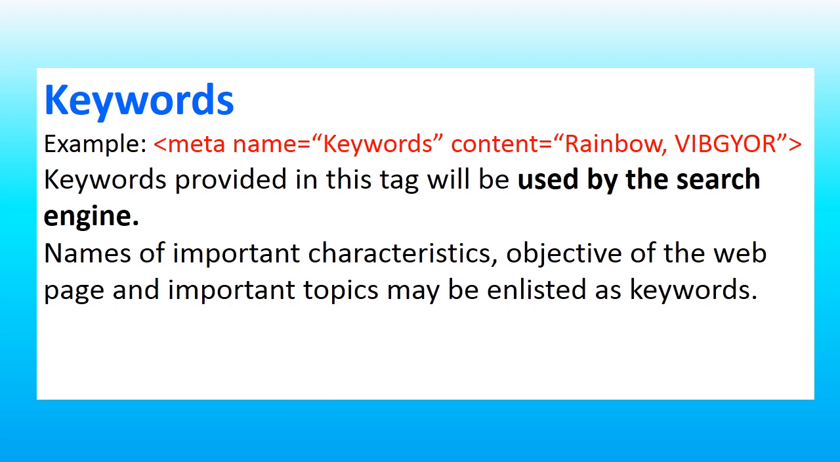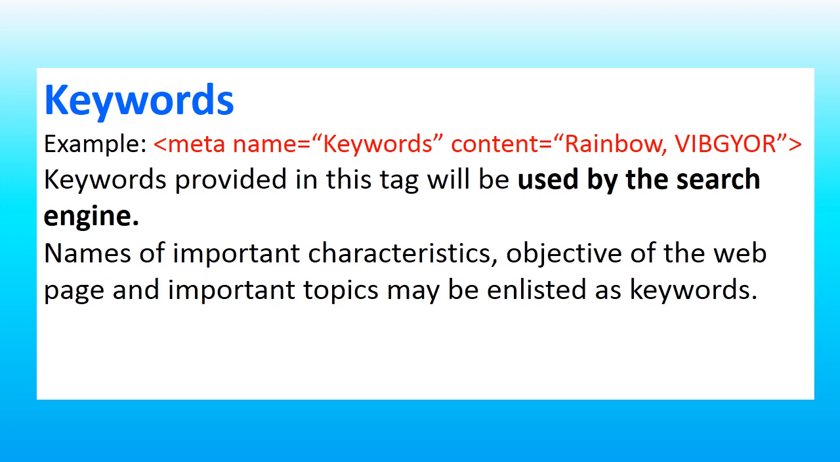Next word is keywords. How to use it in meta tag? Meta name is equal to keywords, content is equal to rainbow in double quotes, comma, WebGear. Now see, keywords provided in this tag will be used by the search engine.